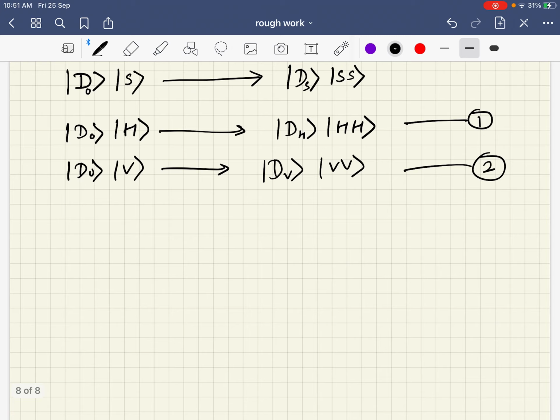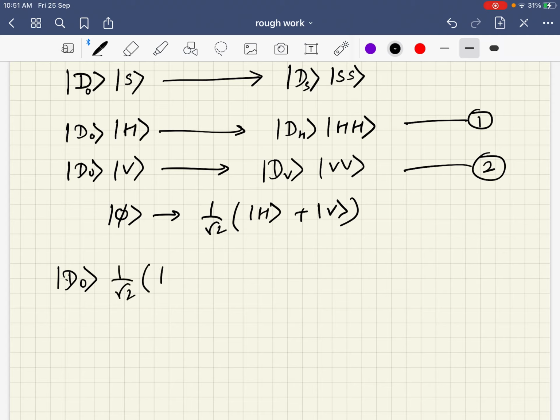Now let us suppose you have a 45-degree polarized photon. That can be written as, let's say the state be phi, and that can be written as 1 over root 2 times horizontal plus vertical. Cool. Now we apply this to the same system and we now see what we get. So when this D naught is applied to this 45-degree polarized photon, what you should get is, or we can write this as equal to, 1 over root 2 times D naught horizontal plus D naught vertical.